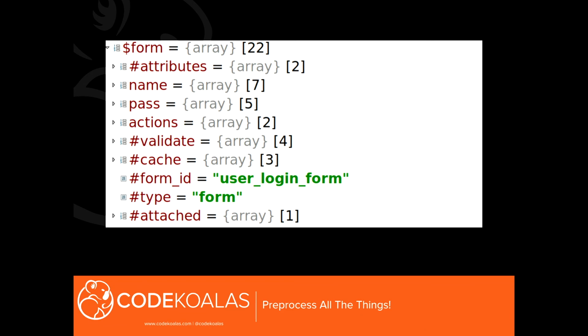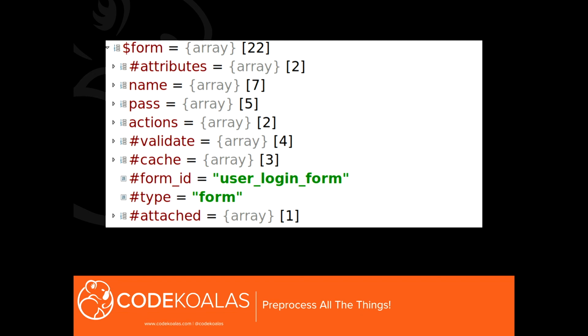So it's kind of similar to a preprocess function, only you're completely changing what the form is going to do, not just before it gets to the page, but in general. This form will be completely different if you use a hook form alter, as opposed to a preprocess, which only changes it before it shows up on the page.